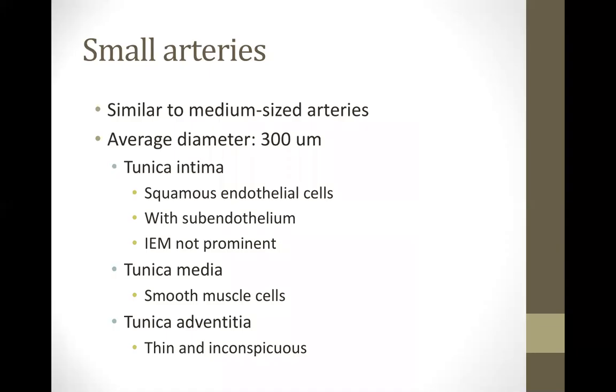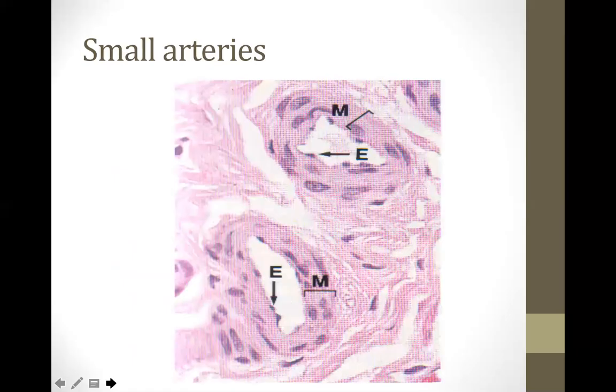They are similar to medium-sized arteries, but their average diameter is only 300 micrometers. What is the difference between the medium-sized and small arteries? The internal elastic membrane is not prominent as well, but it is present. Okay? What do small arteries look like? So this is a small artery. E are your endothelial cells. M here signifies your tunica media. So it is small, but it is characterized as a small artery.